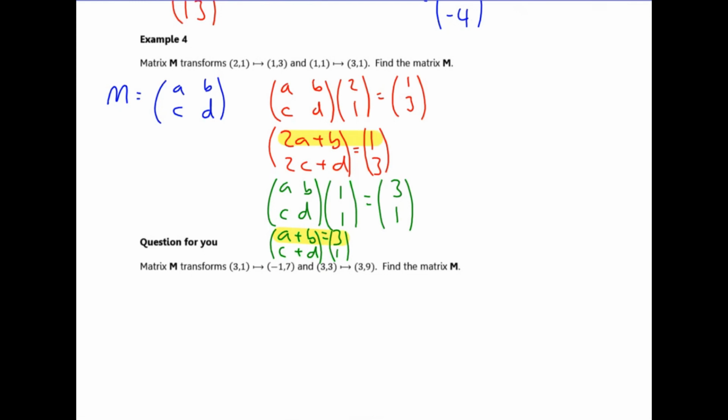So I've got these ones involving A and B. You could type them in the calculator, or you can solve them by hand quite easily. So if you subtracted these, you would get that A is minus 2, which gets rid of the B. If you substitute A is minus 2 into this, you'll get minus 2 plus B equals 3, so B is 5.